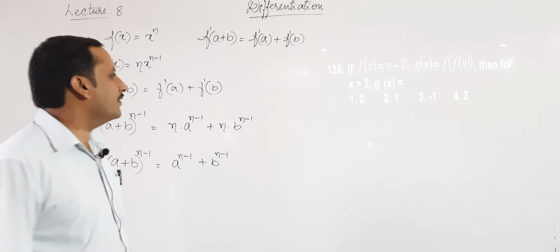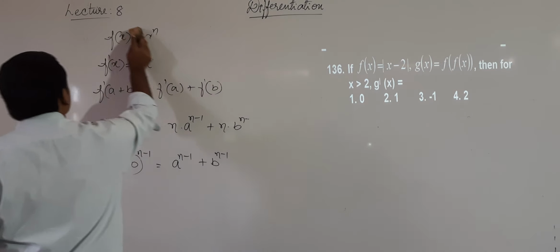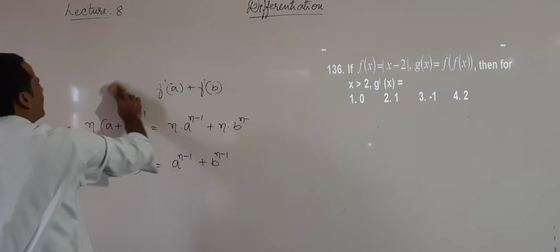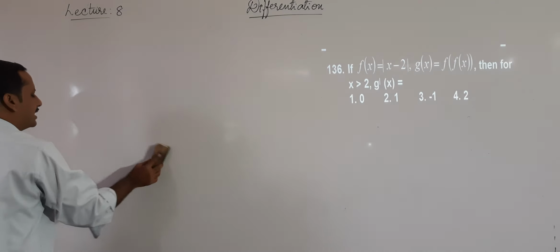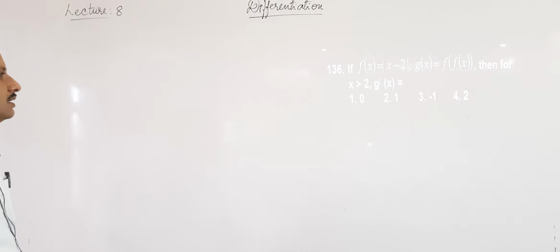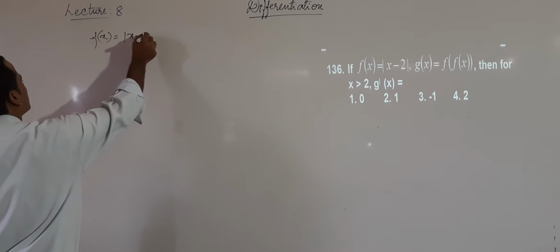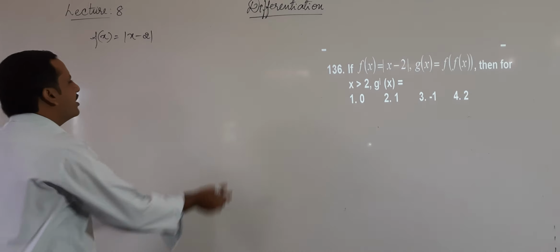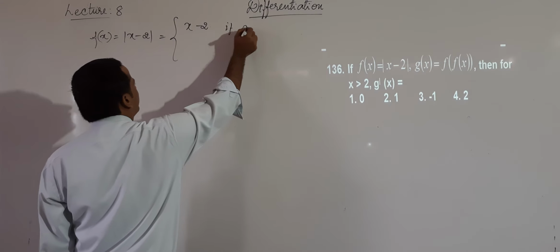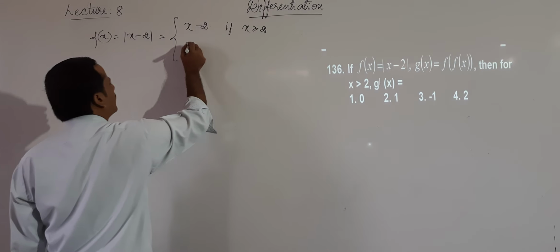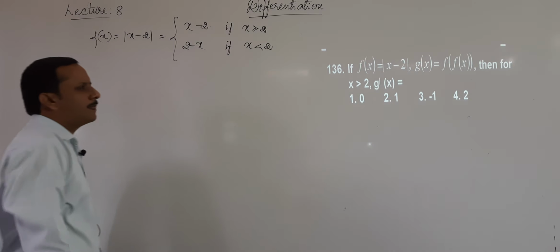136. If f of x is equal to modulus of x minus 2, then g of x is equal to f of x. Then for x greater than 2, what is g of x? Okay, it is given that f of x is equal to modulus of x minus 2. We know how mod x minus 2 is defined. It is equal to x minus 2 if x is greater than or equal to 2, and 2 minus x if x is less than 2.